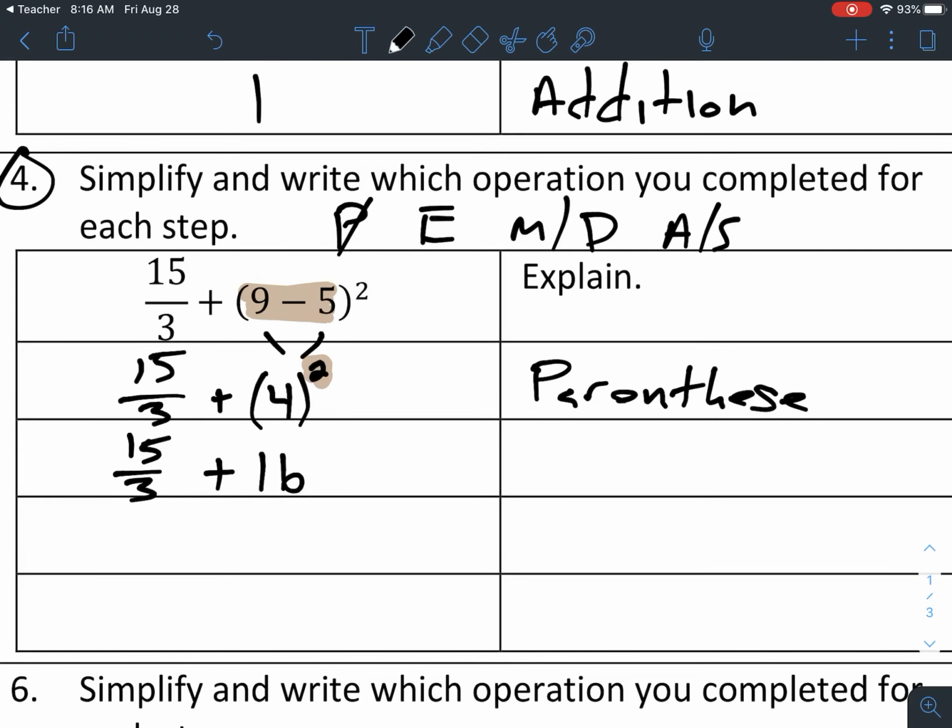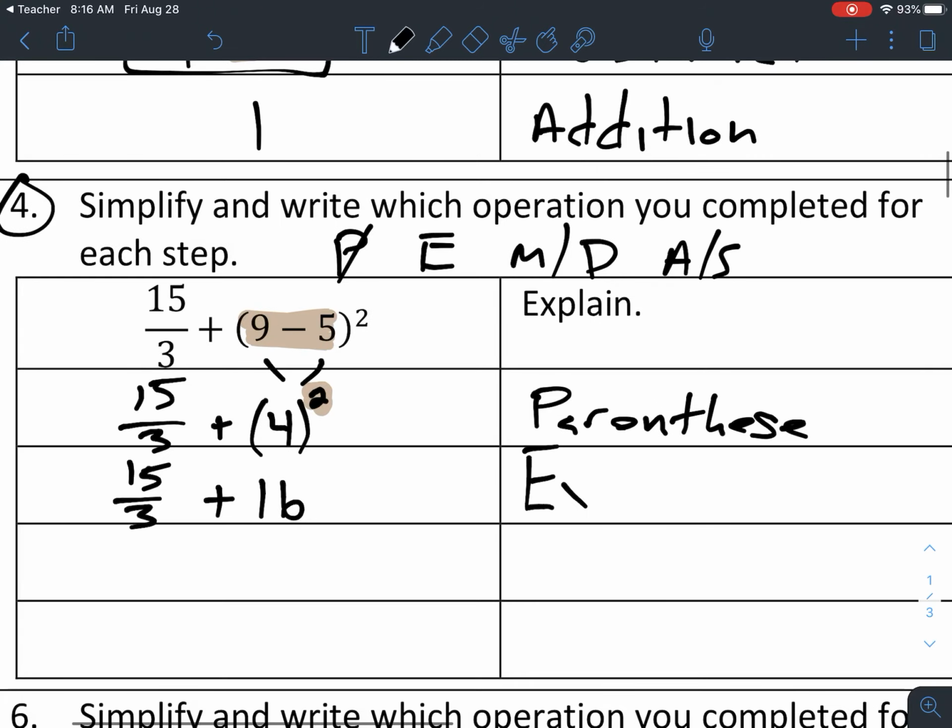So as I said, exponent. Now, do we have a multiply or divide? Yes, we do, because of this right here. We've got to simplify that to make it smaller.